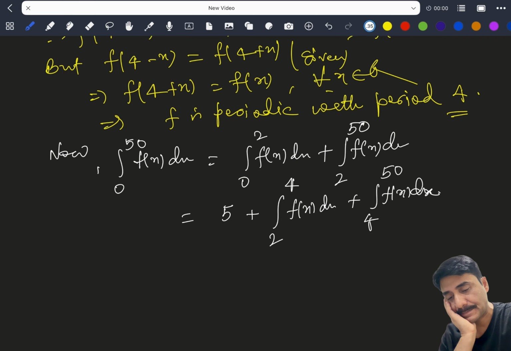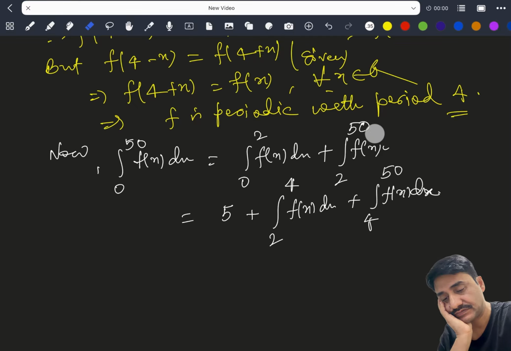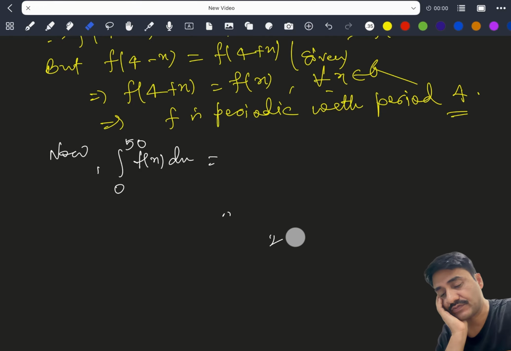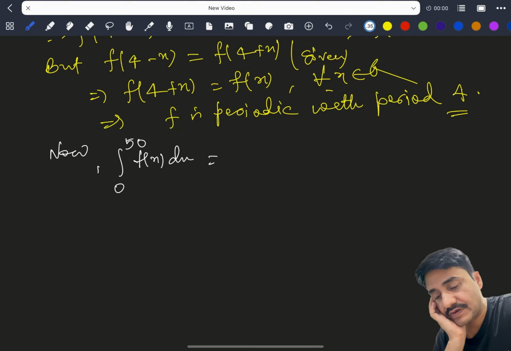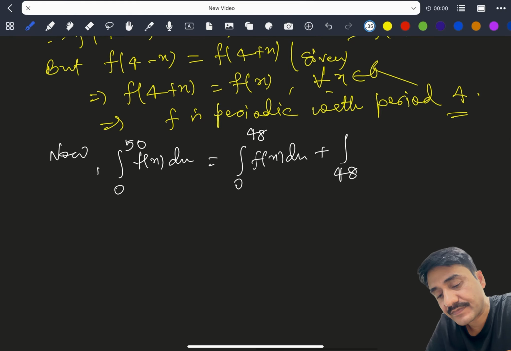Better will be if we write this as 0 to 48 f(x) dx plus 48 to 50 f(x) dx.